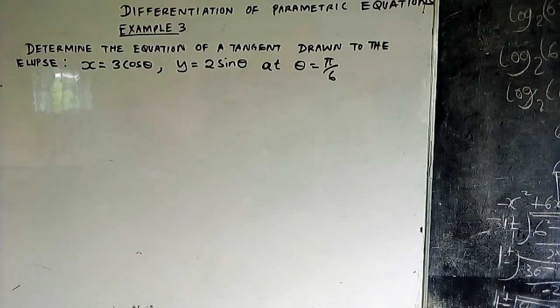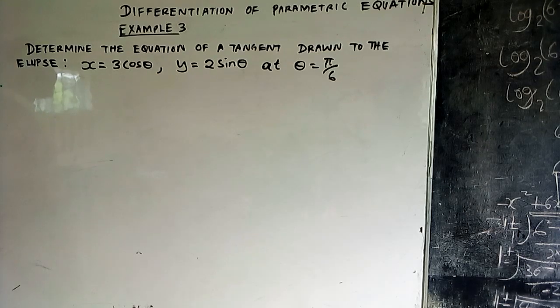So example number 3, differentiation of parametric equations. You've been told, determine the equation of a tangent drawn to the ellipse x equals 3 cos theta, y equals 2 sin theta at theta equals pi over 6 radians. So you know very well, for you to determine the equation of a line, remember, tangent is a line.